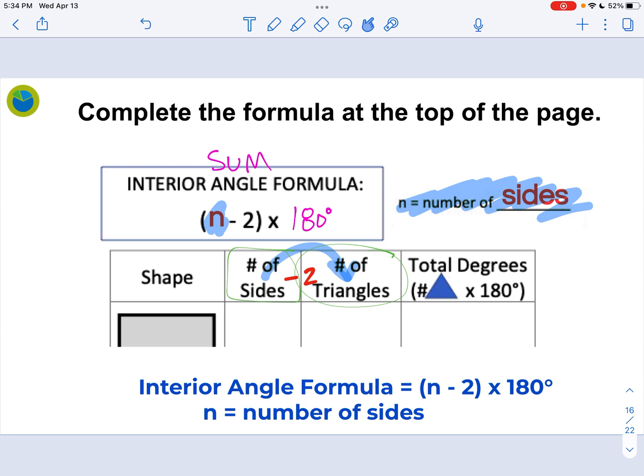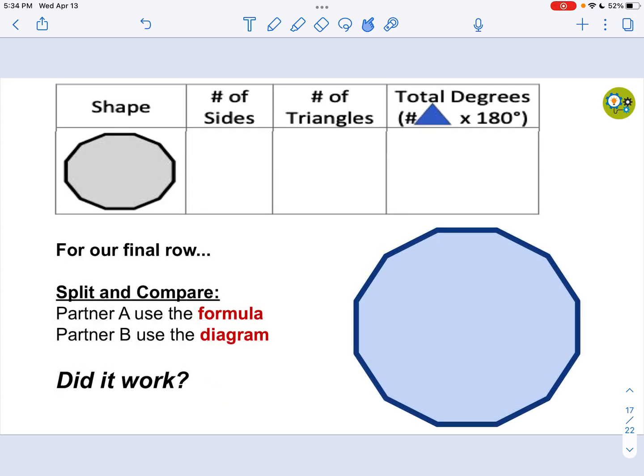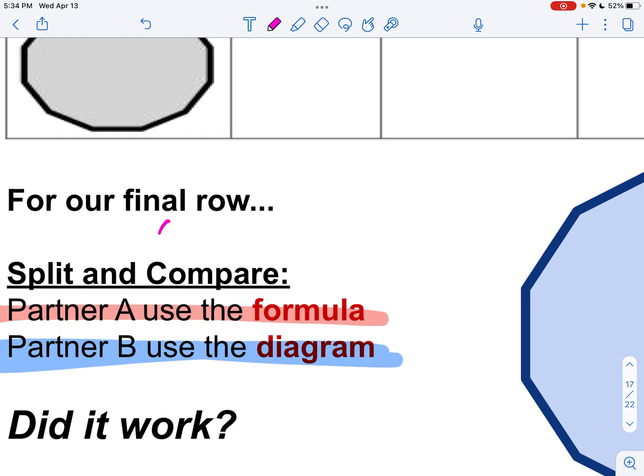So you might notice that there's one more line left for your final row. Try this at your tables. The number of sides, the number of triangles, and the total degrees, right? One person at your table, use the diagram like we've been doing. Cut it into triangles. One person at your table, use the formula, right? We just said the formula at the top was N minus 2 times 180.